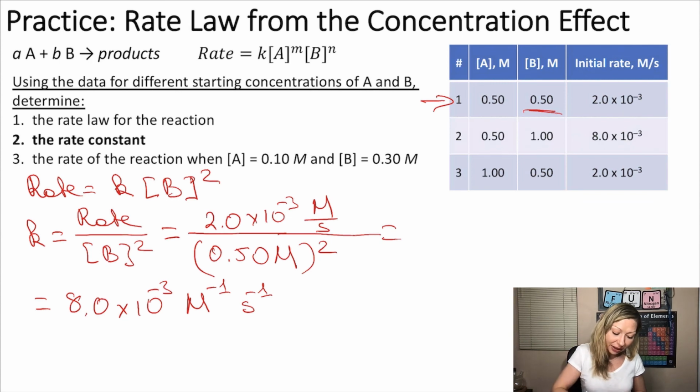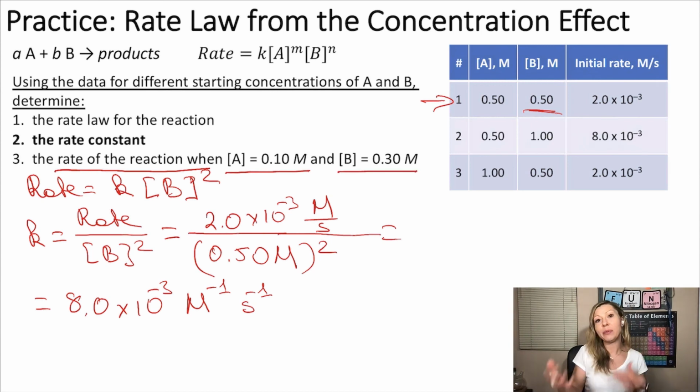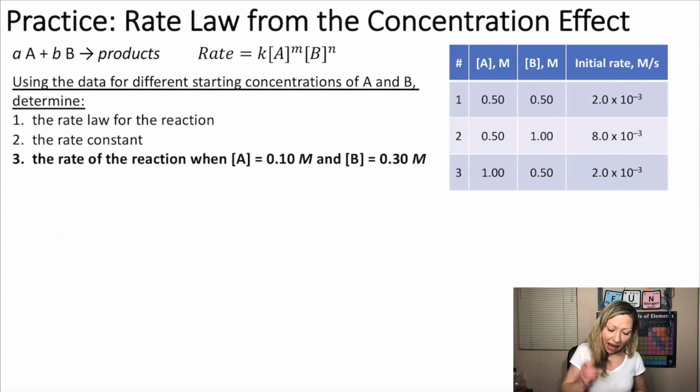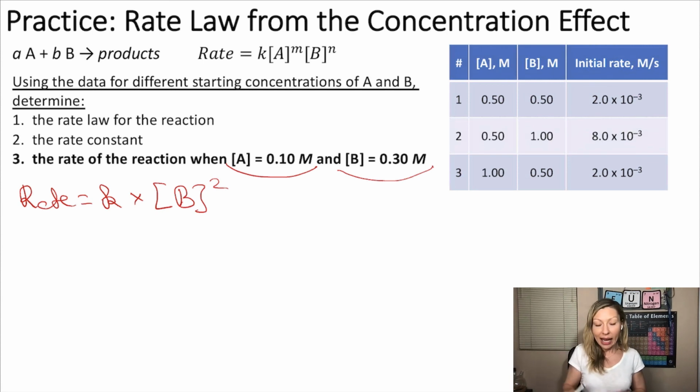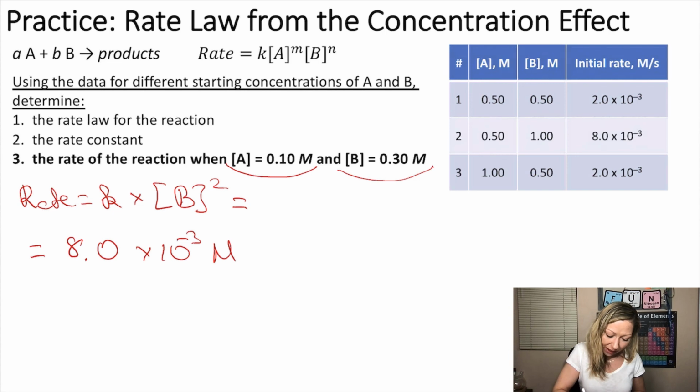Now we can figure out the rate of the reaction when we are given different amounts of A and B, or different concentrations of A and B. So let's just do that. In this case, we have to figure out the rate when A equals 0.1 moles per liter and B equals 0.3 moles per liter. So we know that our rate expression is K times the concentration of B on the second. And we also calculated K to be 8.0 times 10 to the negative third molarity to the first minus first times second to the minus first.